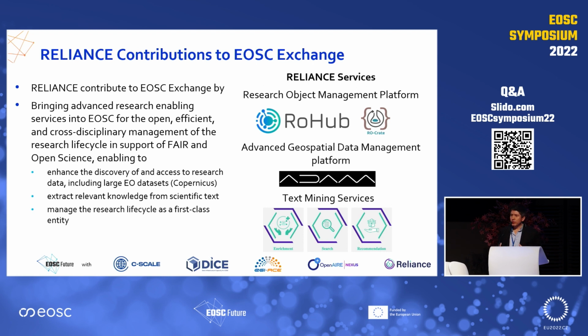Also, extraction of relevant knowledge from scientific texts and other scientific resources. And also, the management of the research life cycle as a first-class entity. So that's one of the main characteristics of the project. The three main services here are the research object management platform, which is called ROHub. We also have the advanced geospatial data management platform, which is called ADAM, and also a set of text mining services for enrichment, for recommendations, and discovery of resources.